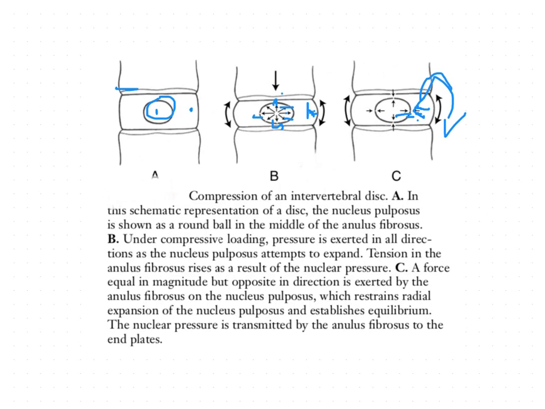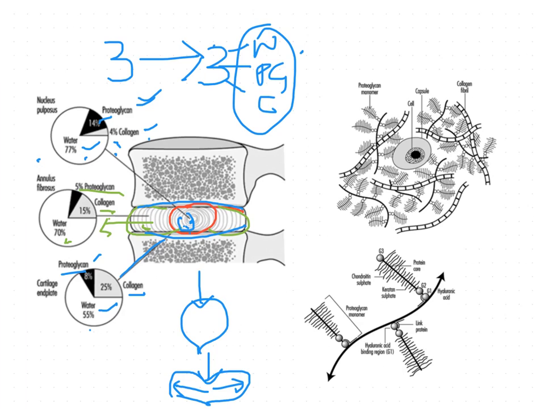During compression, the fluid present inside the disc, inside the nucleus pulposus, oozes out. As we know, it has more water content, so during compression the water oozes out, but the proteoglycan and the collagen will not ooze out.